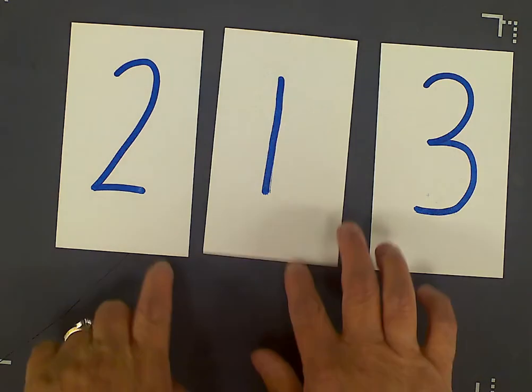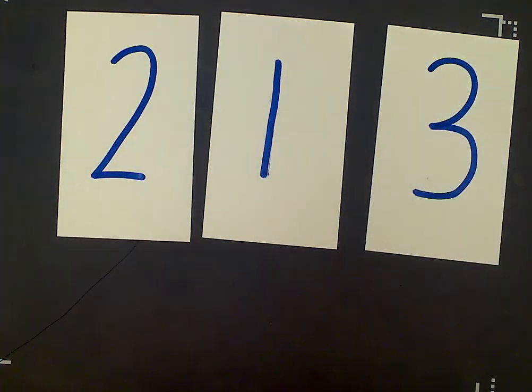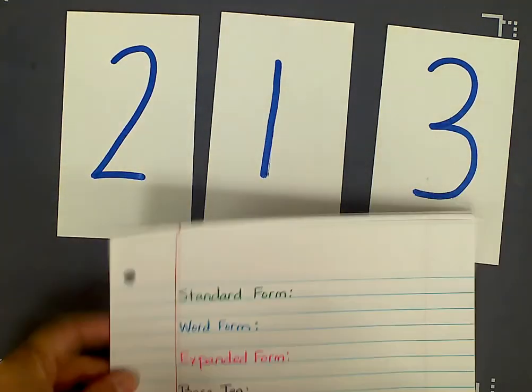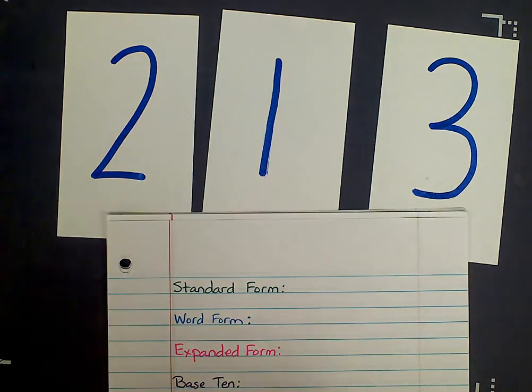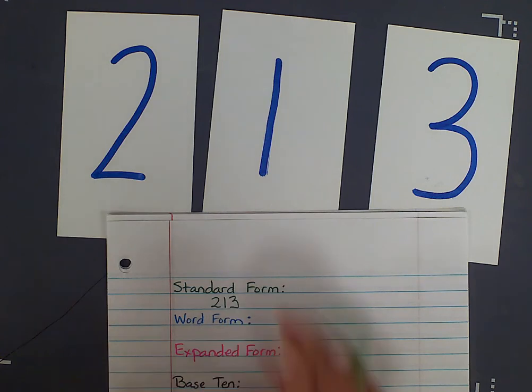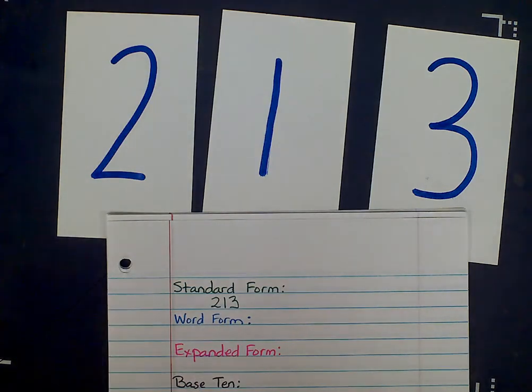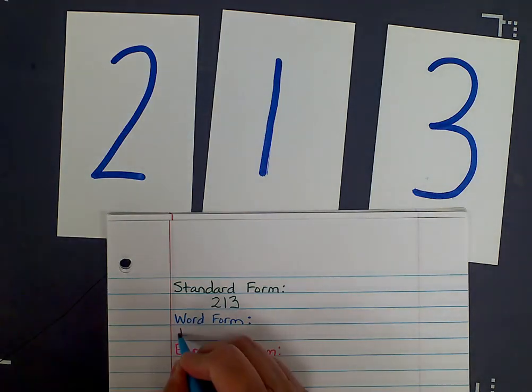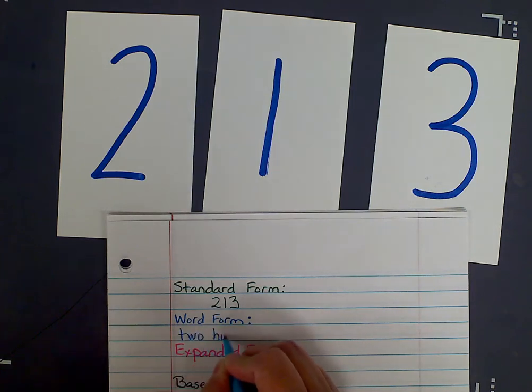So my number is 213, and I want to express that in standard form. We know that standard form is just the number, so I would write 213. To express it in word form, you would just write it out, 213.